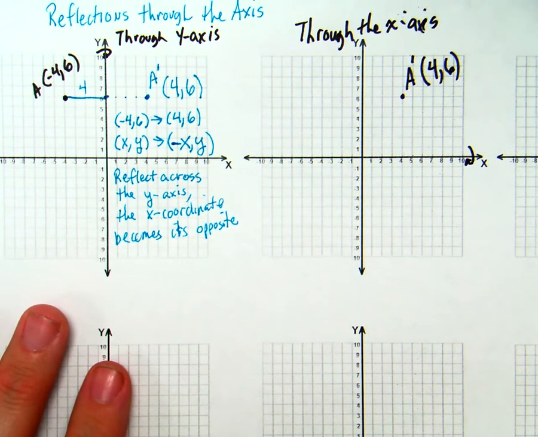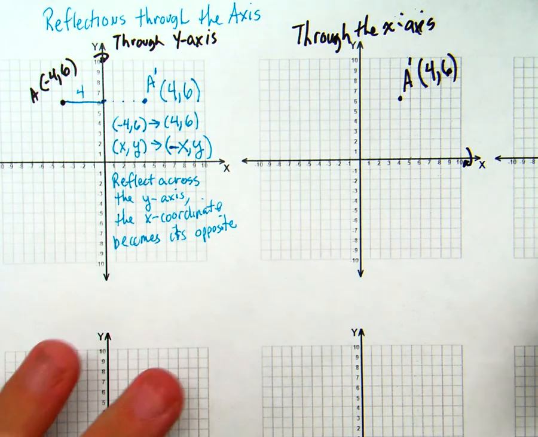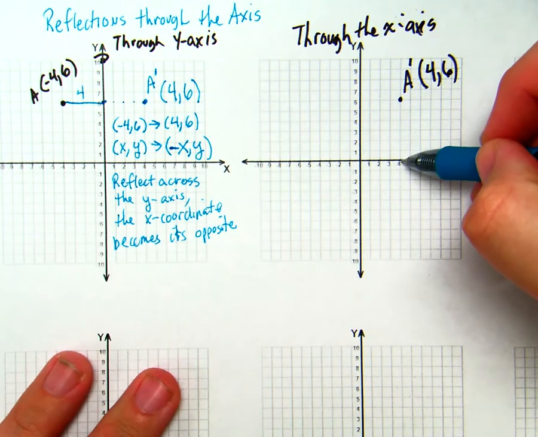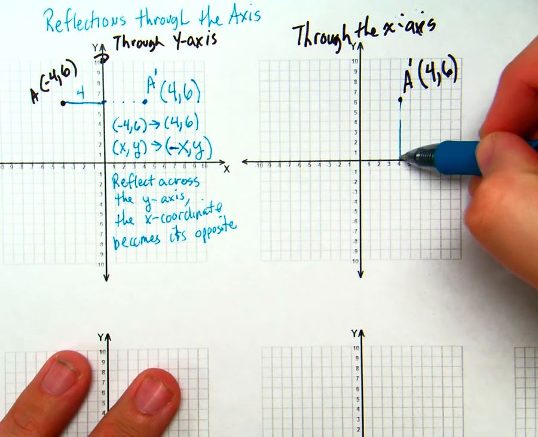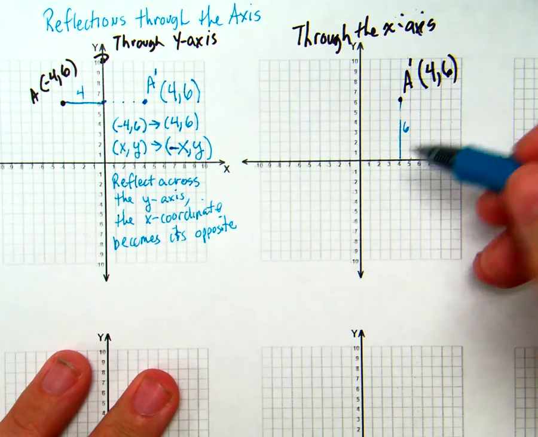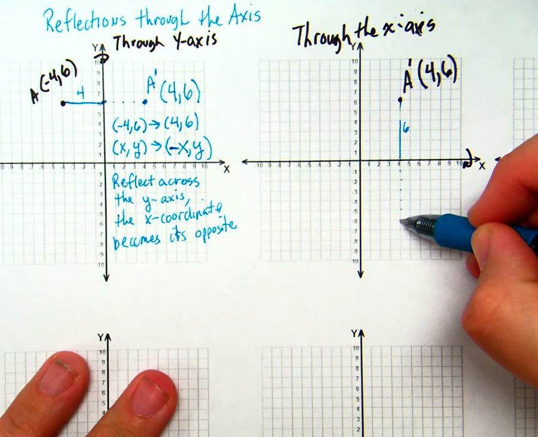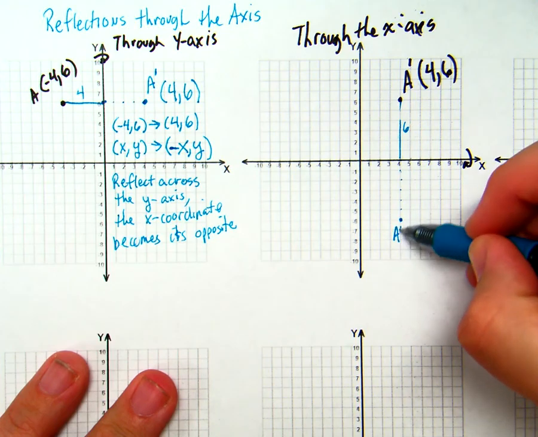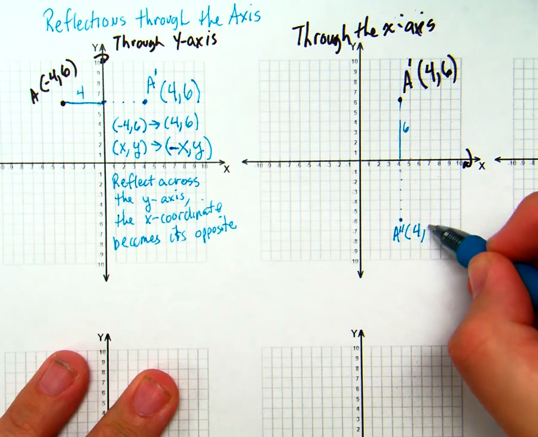Now, when we reflected through the y-axis, the x-coordinate changed. Which one do you think is going to change now? Well, let's check. We have to go through this, so that distance is 6, so I have to go 6 here. 1, 2, 3, 4, 5, 6. Exactly, A double prime. It's at 4, negative 6.